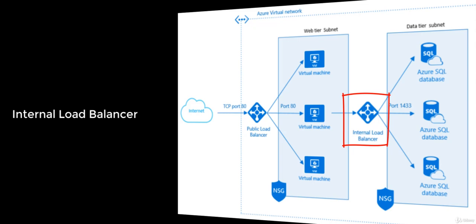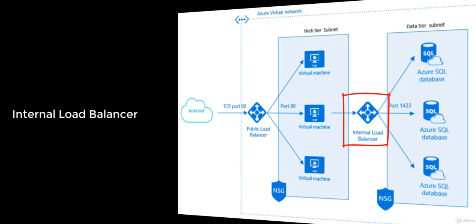For example, an internal load balancer could receive database requests that need to be distributed to backend SQL servers. If you look at the picture here, the virtual machines are communicating with the internal SQL servers with the help of a load balancer. The load balancer then distributes the traffic to the backend SQL servers on port number 1443.